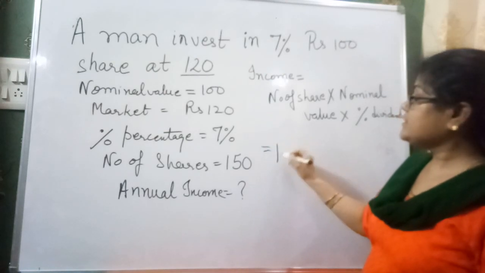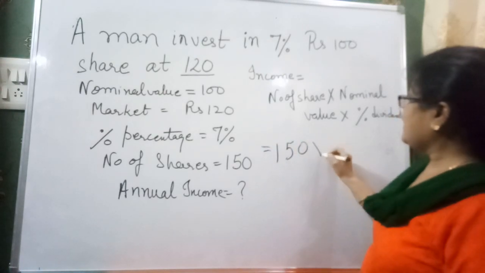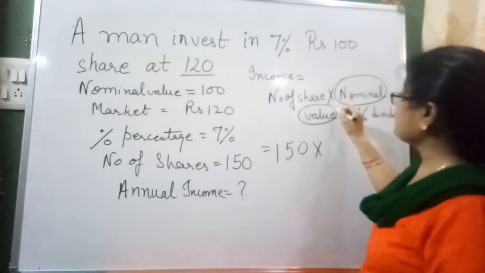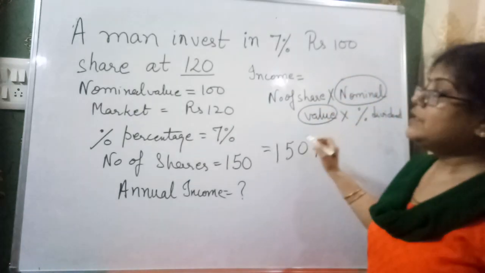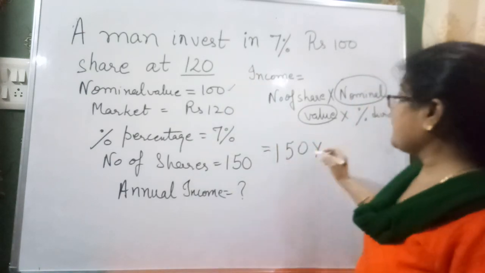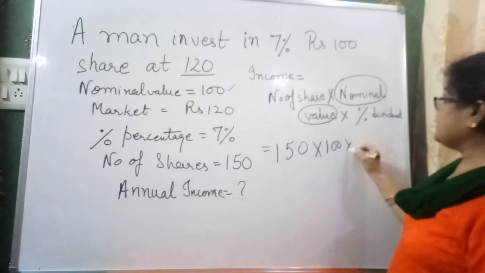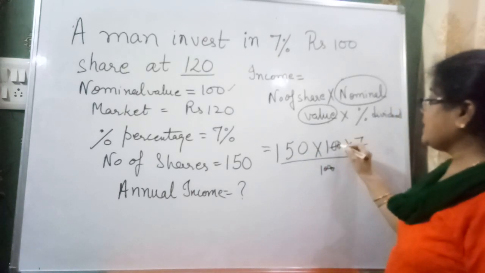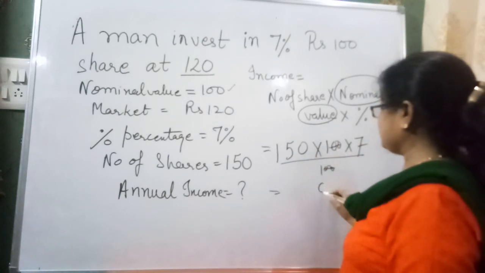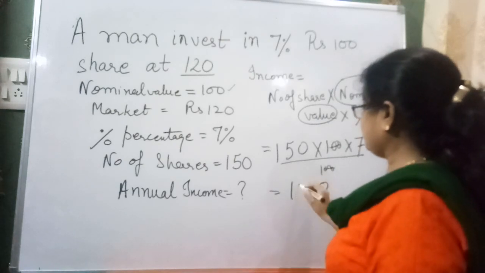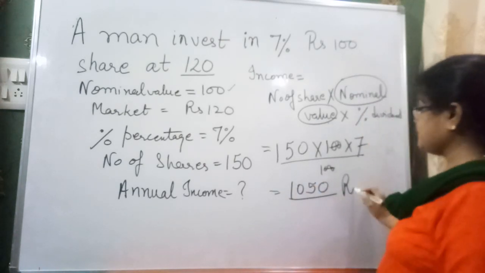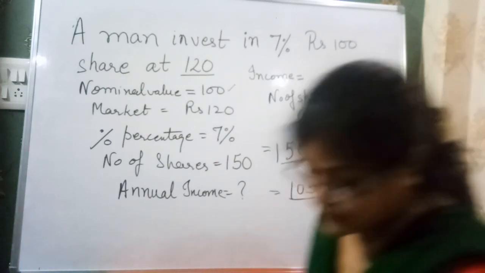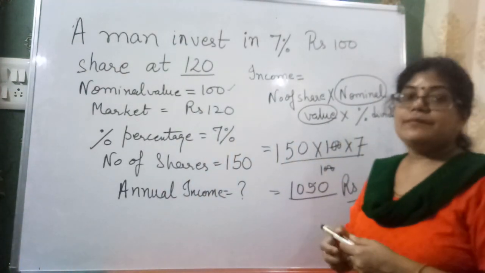So number of shares is 150, and please concentrate that we have to multiply by nominal value. What is the nominal value? Rupees 100. And percentage is 7 by 100. That means the annual income of that man is 1050 rupees, 1050. Clear? I'm going to explain one more time.